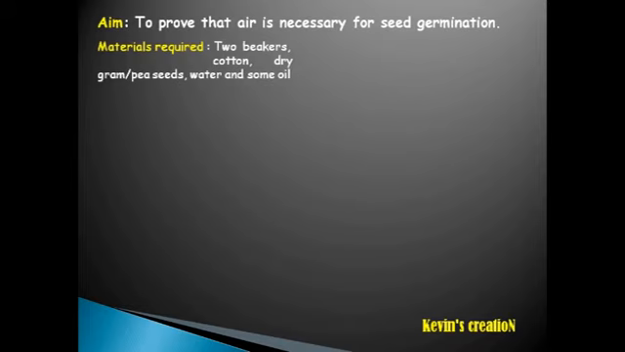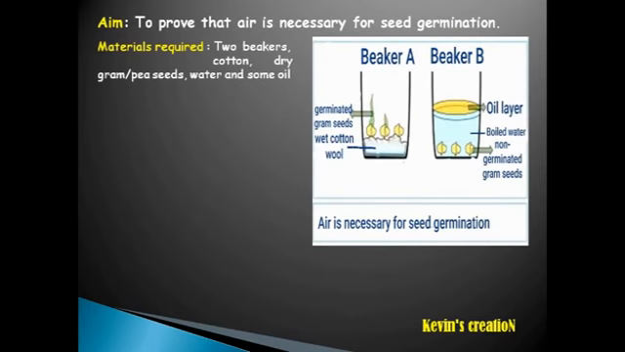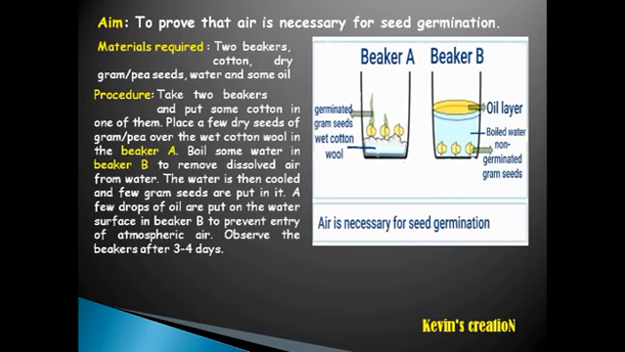Here the materials required are 2 beakers, cotton, dry gram or pea seeds, water, and some oil. Only one thing extra we have taken here is oil. Now in the same way we have to arrange these beakers. Label them as beaker A and beaker B. Put some cotton in beaker A. Place some dry seeds of gram or pea over the wet cotton wool in beaker A. Here you can see in beaker A we have taken wet cotton wool, and we have placed a few gram seeds.